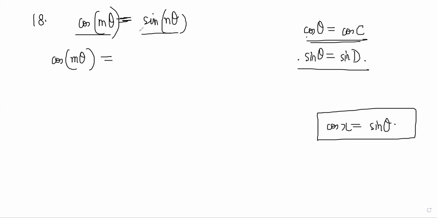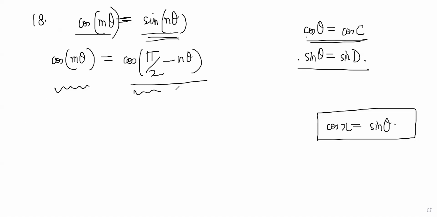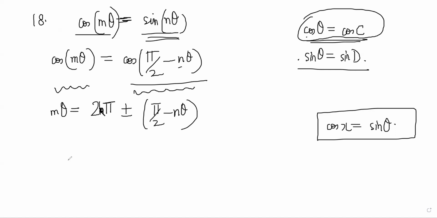Yes, sir. We should write this as cos of, obviously we know it is, pi by 2 minus n theta. That is the same thing as sine n theta. But the advantage is that now we have a situation where we can apply the formula for cos. So we can say m theta should be equal to 2n pi, 2k pi, because n is already being used. So 2k pi plus or minus pi by 2 minus n theta.